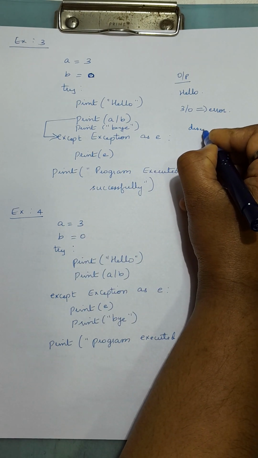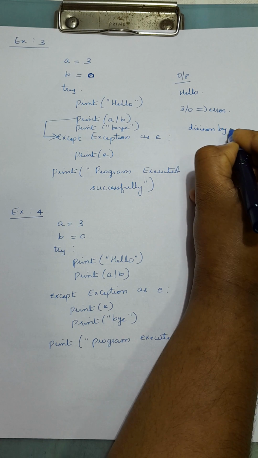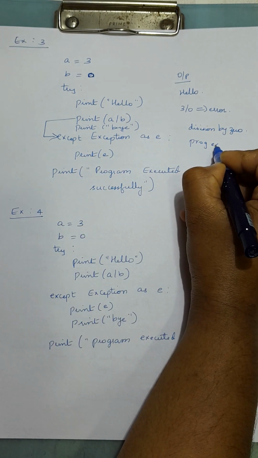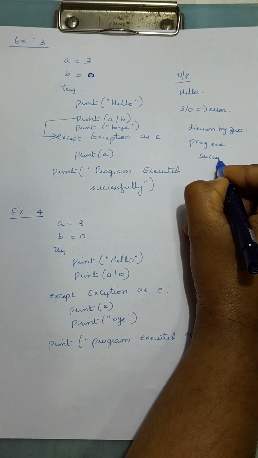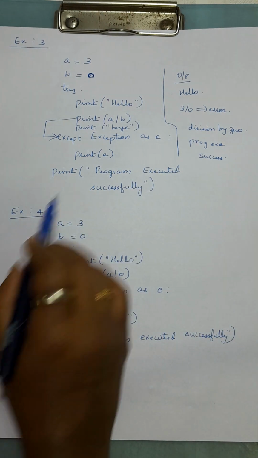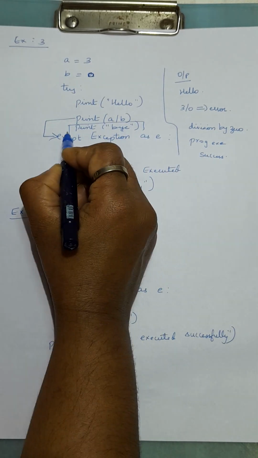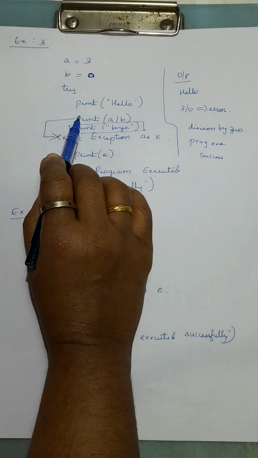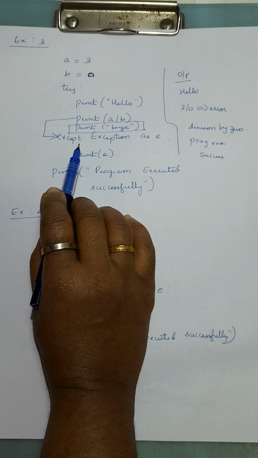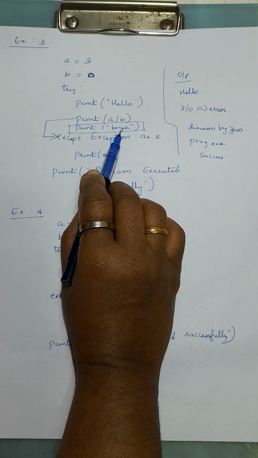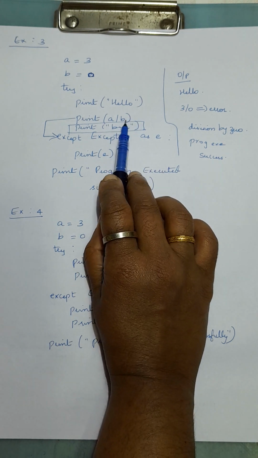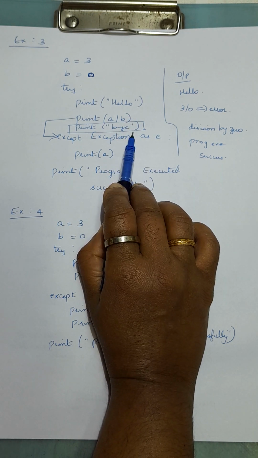I'll get division by 0. And after that I'll get program executed successfully. So this is the output that you will get. Right? But I won't be getting the message bye, because after the error has been identified, it will immediately move on to the except block. Okay, so in order to get this message also, before execution I have to get the output as the hello message, then the output followed by the bye message.